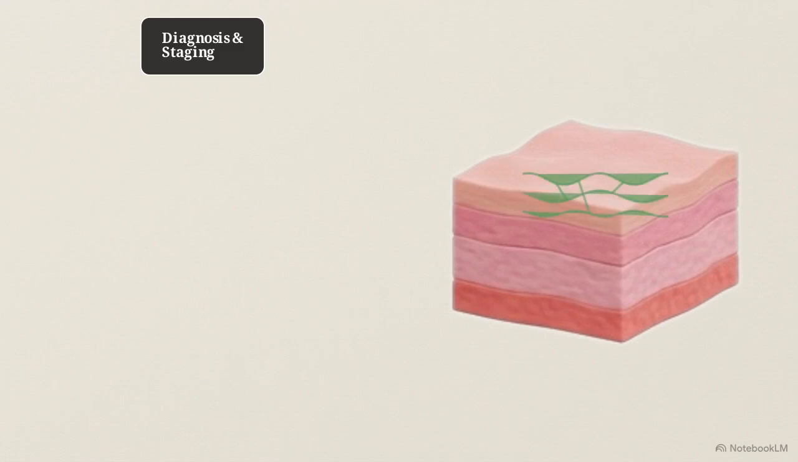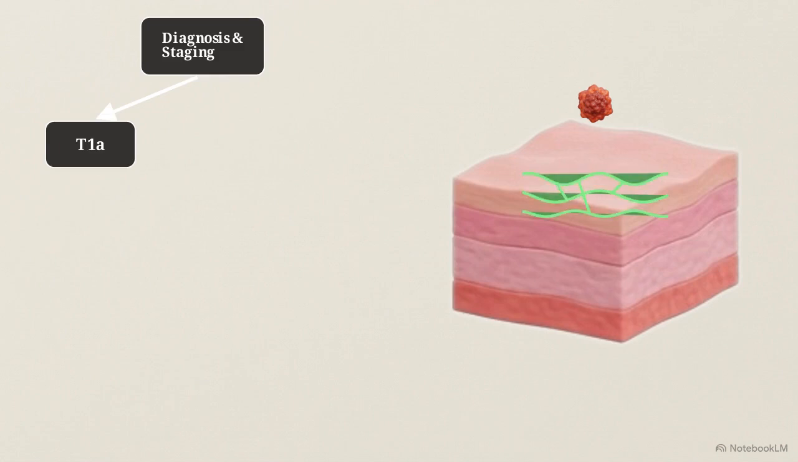For very early disease, specifically T1A lesions, the tumor remains above the submucosa. Because the major lymphatic networks reside within the submucosa, the risk of spread is exceptionally low. Treatment concludes with a simple endoscopic mucosal resection, or EMR.